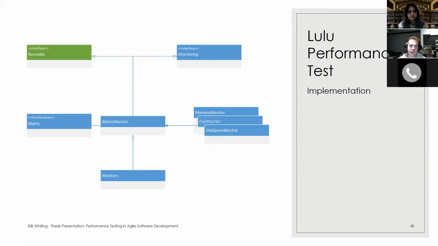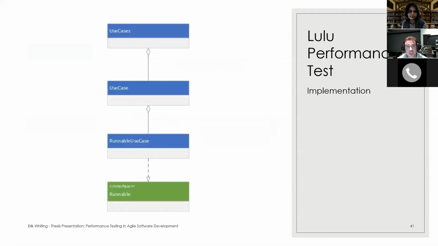And then also there's an aggregate class called monitors that's just a collection of metric monitor instances. The use case class diagram is kind of the same thing. There's a thing called runnable use cases, which implements the Runnable interface. And then there's the actual use case class, which is, so in the last example, in the DSL example, we saw that I had 2 use cases, but each use case had 2 people running it.